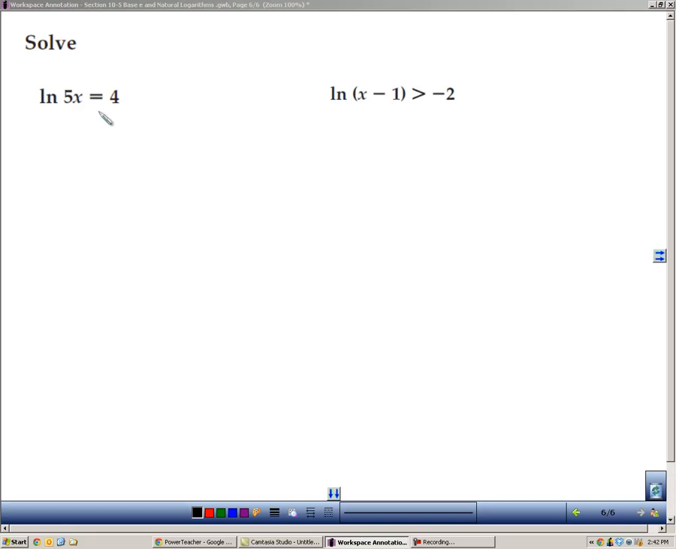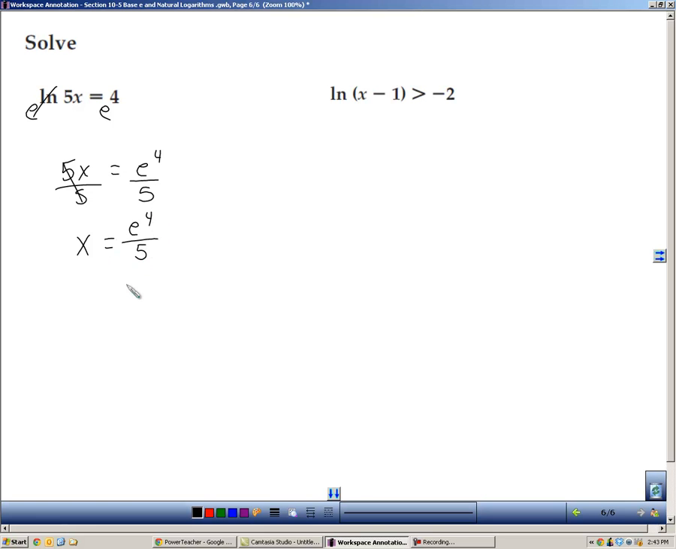Our last slide, we're given an equation and an inequality, and we're going to use natural base and natural log to solve them. Here I'm told the ln of 5x equals 4. Well, if I want to get rid of ln, I'm going to take both sides with a base e to those exponents. So that's going to wipe off here, leaving me 5x equals e to the 4th power, which I can then divide both sides by 5, and I get x equals e to the 4th power over 5.